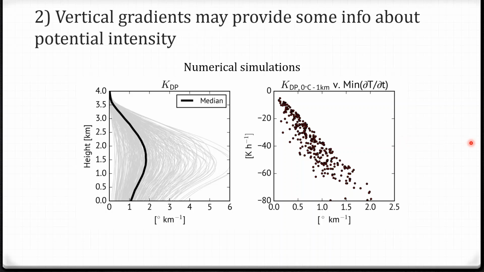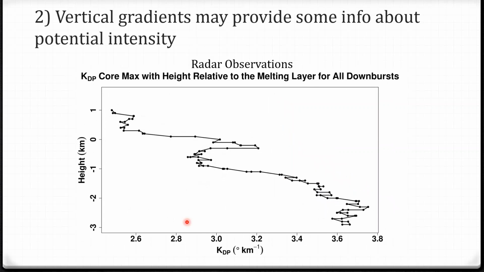Now, it is possible that vertical gradients could provide some insight about what that potential intensity could be. So these are just numerical simulations that Jake has run that shows what the vertical profile of KDP might look like. And then, as he mentioned, kind of connecting the change in KDP being associated with a cooling within the downdraft. So if you have more cooling, you'd expect the downdraft to be stronger and maybe expect a stronger downburst as well from that. So we compared the numerical simulations of KDP vertical gradient to the radar observations.